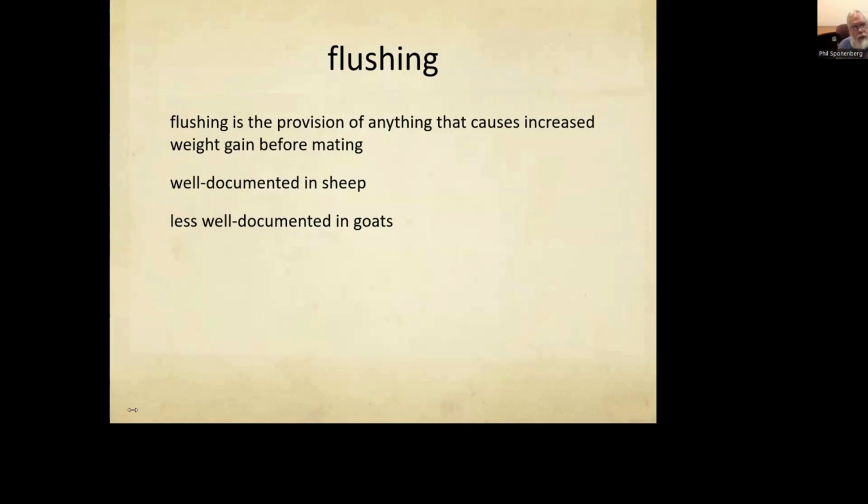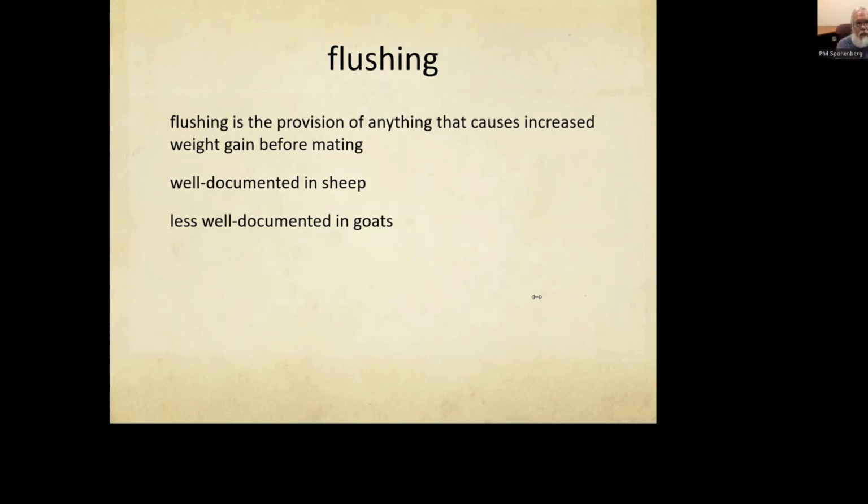One aspect that's important is flushing, and flushing is a specific management practice, especially for sheep. What you're doing is providing something, anything, that's going to cause increased weight gain before you mate the animals. And strangely, there's this town in New York called Flushing Meadows, and they actually used to put the sheep in that area because it was a really, really rich pasture about a month before they were going to put the rams in. And so that was Flushing Meadows because they would flush the ewes and then they would get more lambs.